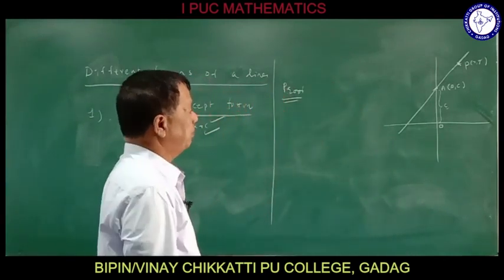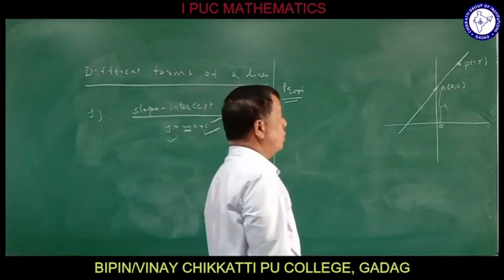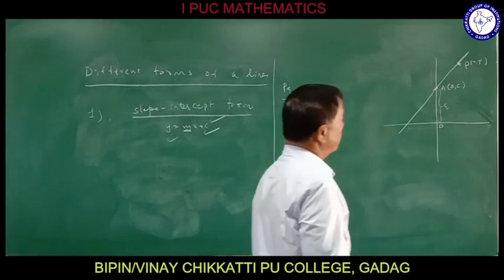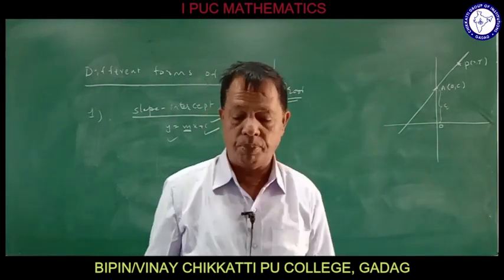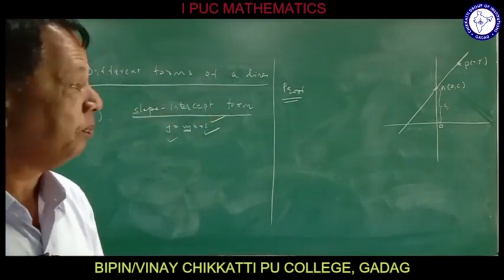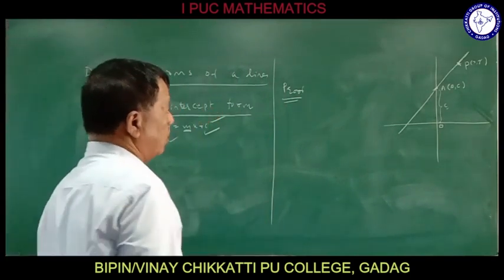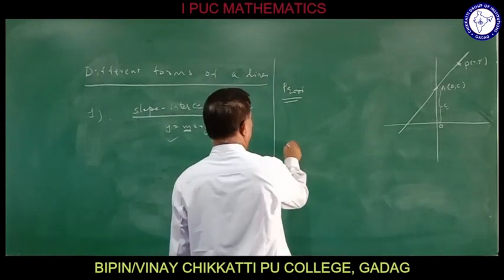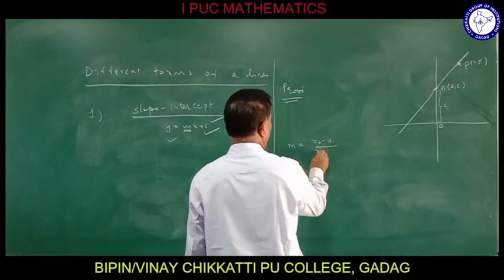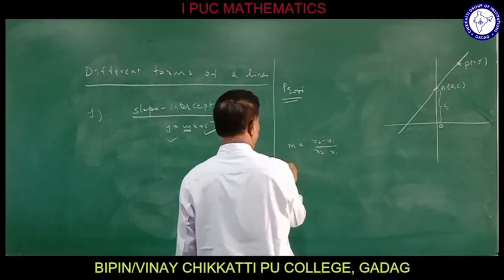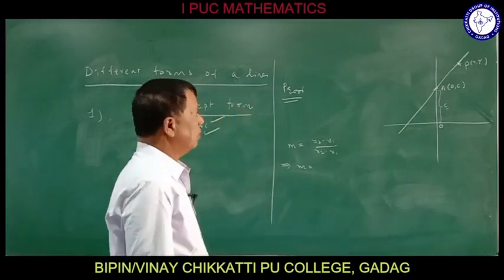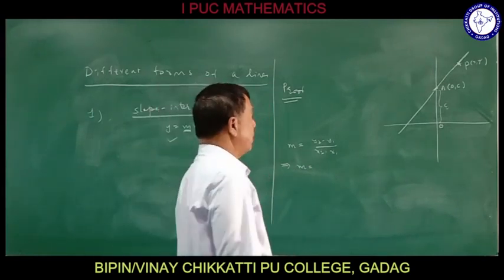Once again you see that the coordinates of A are (0, c), because this distance is c, and P is any arbitrary point on the line. Now here you have to see the formula for the slope of the line. The slope of the line is equal to y2 minus y1 divided by x2 minus x1. First I have to find out the slope. Here you have x1 y1 and x2 y2.